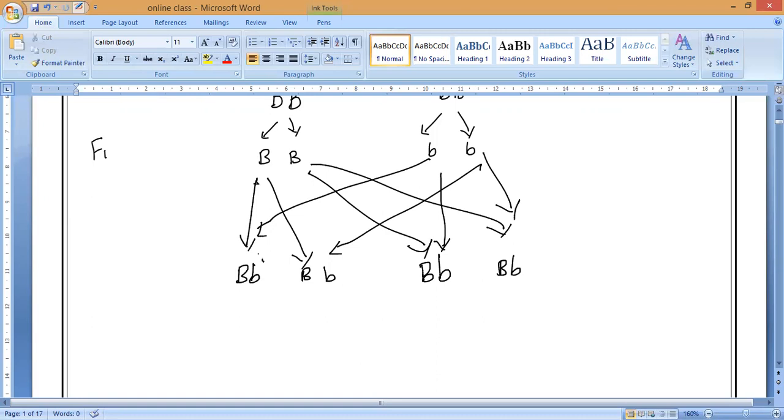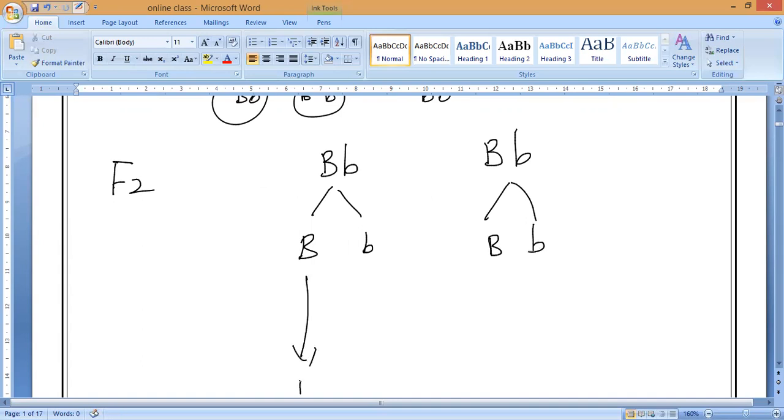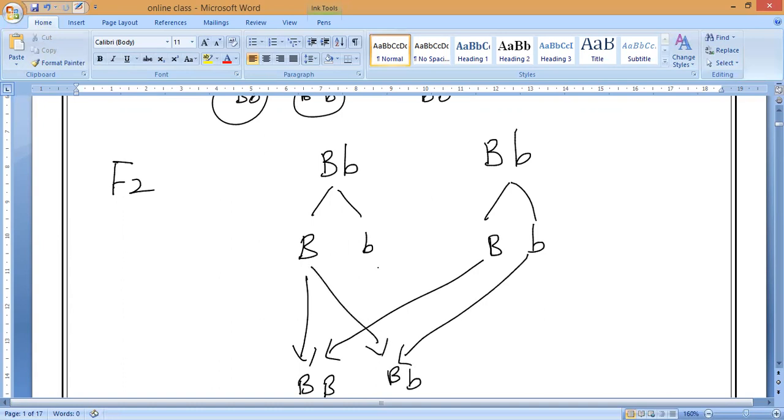So now, if you select any two plants from the F1 crossing, and go with the F2 crossing, what will come, guys? Capital B, small b, and capital B, small b. So the gametes forming are capital B and small b, and capital B and small b. Now crossing, tell me, everybody. Capital B and capital B will come. Next one, capital B and small b will come. Next one, capital B and small b. Anyhow, small b will come, so that will be capital B. And last one, small b and small b.